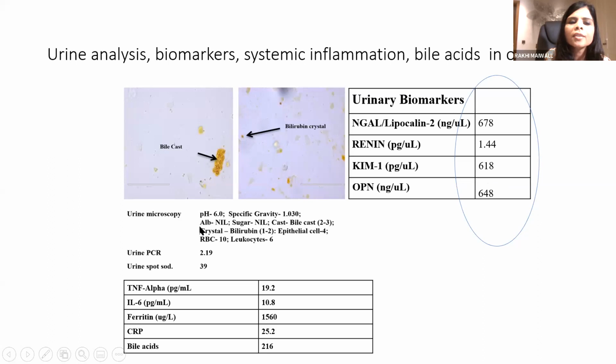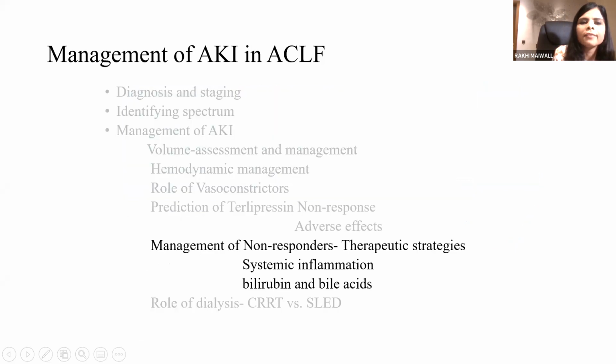Some bilirubin crystals. You can see here the microscopy, the urine protein to creatinine ratio, and Dr. Gagan was mentioning about the albumin excretion. So we also do protein to creatinine ratio, which was much higher in this patient, signifying some form of tubular injury. The spot sodium was 39, and all the markers of systemic inflammation were elevated, including the bile acid levels.